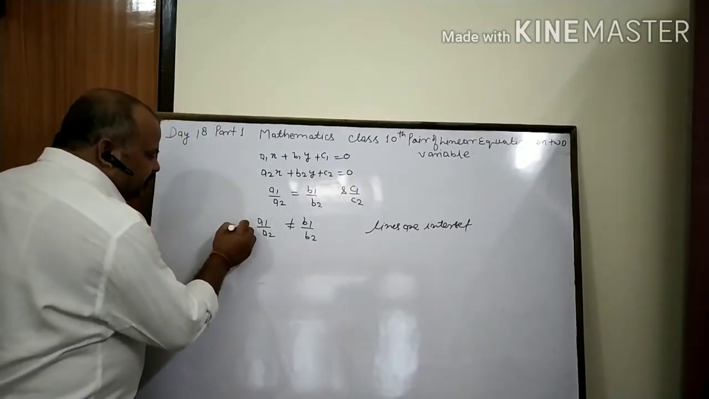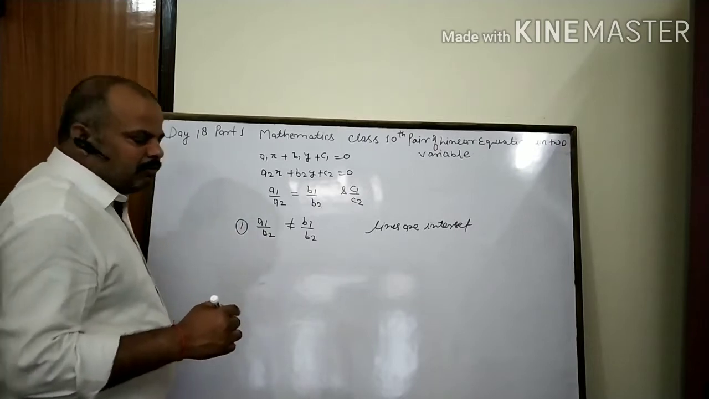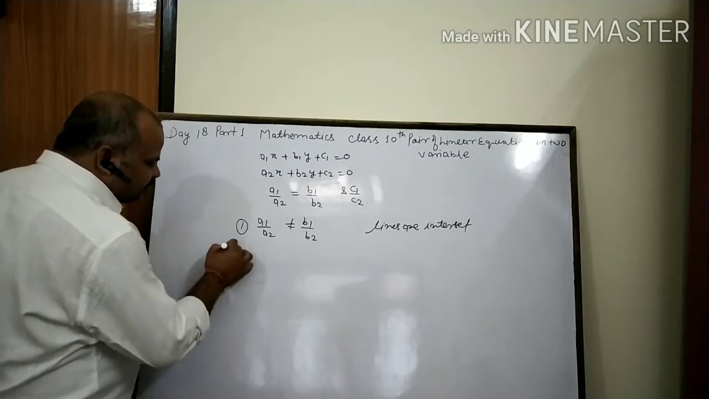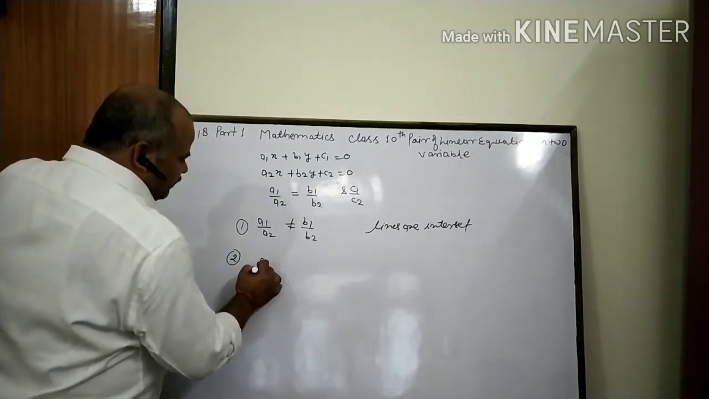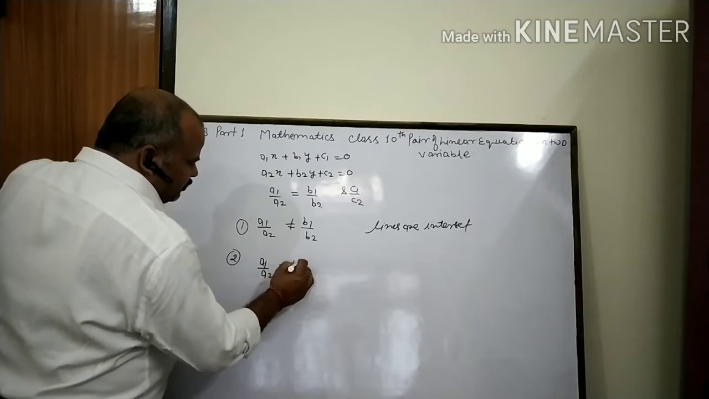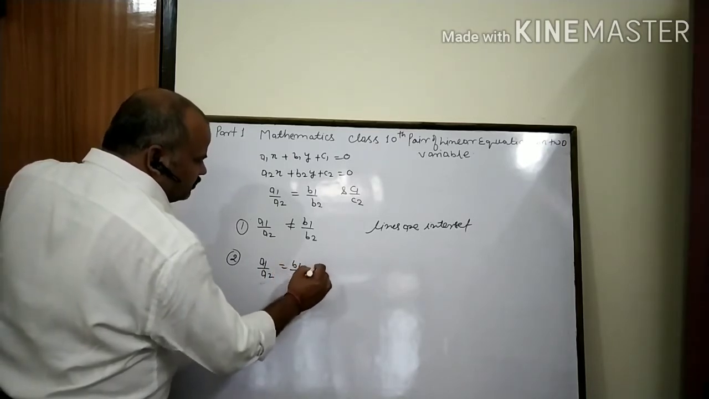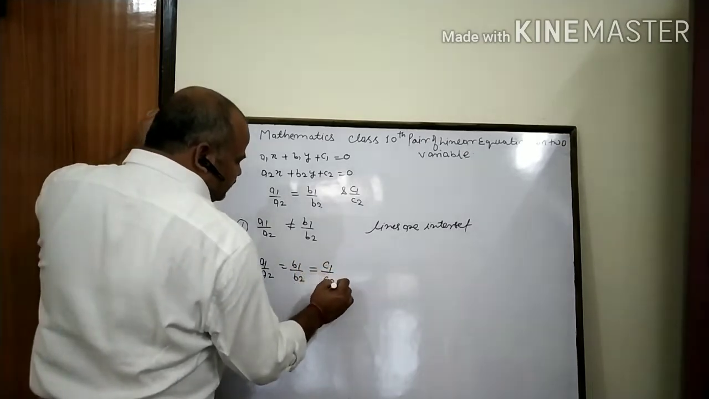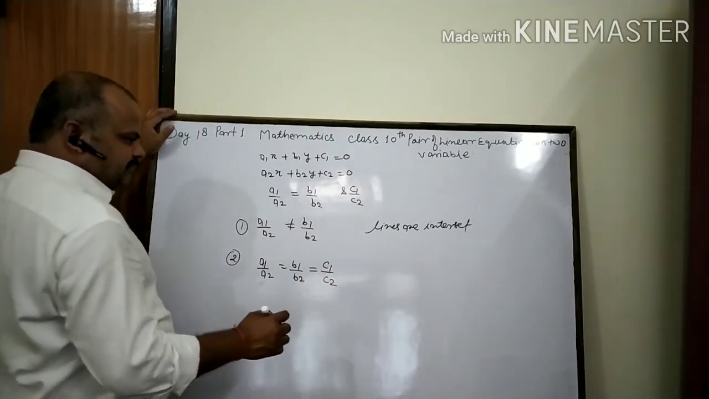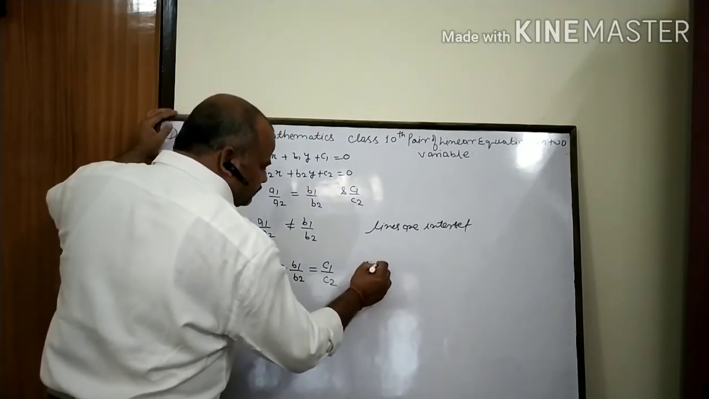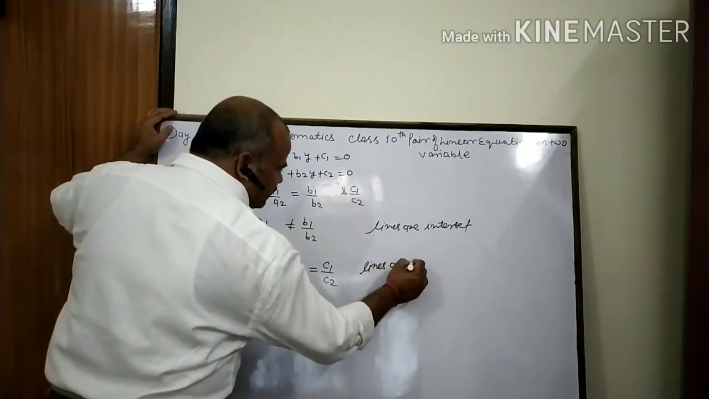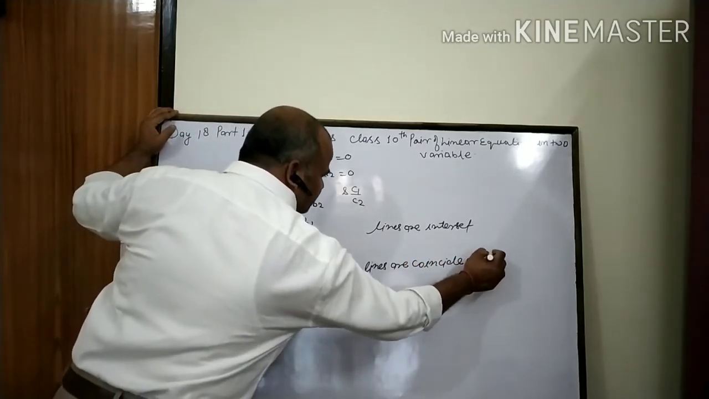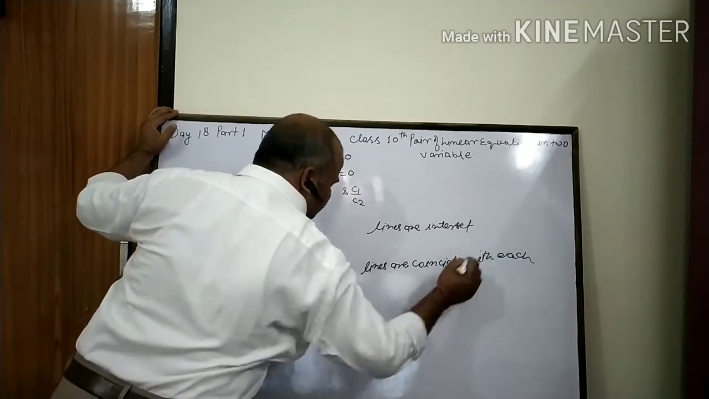then first of all you check the ratio of the coefficients of the variables. In the same way, if a1 upon a2 is equal to b1 upon b2 is equal to c1 upon c2, in this case the lines coincide with each other, or you say it is a coincident line.